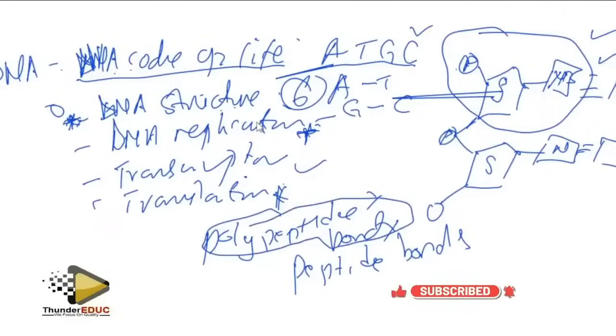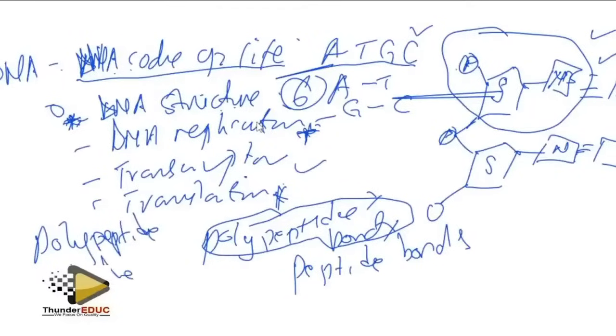Call them peptide bond. And then I'm going to show you another mistake students make. They call a polypeptide chain a protein. It is only a polypeptide chain if it is less than 50 amino acids. 50 and above amino acids, we call them protein. It's only a protein when it's 50 amino acids and above. I hope you are getting it right.